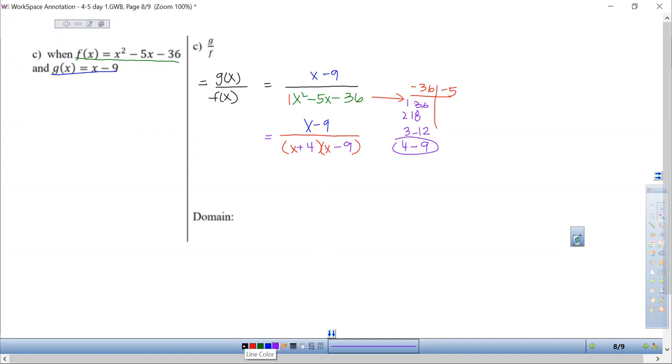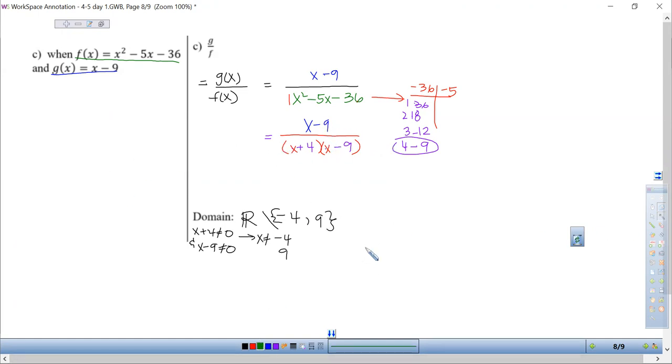If I look at the domain, remember that it's going to be all real numbers except those values that are going to make my denominator 0. So X plus 4 can't be 0, and X minus 9 can't be 0. That means that X cannot be negative 4 or positive 9. So it's all real numbers except negative 4 and positive 9.